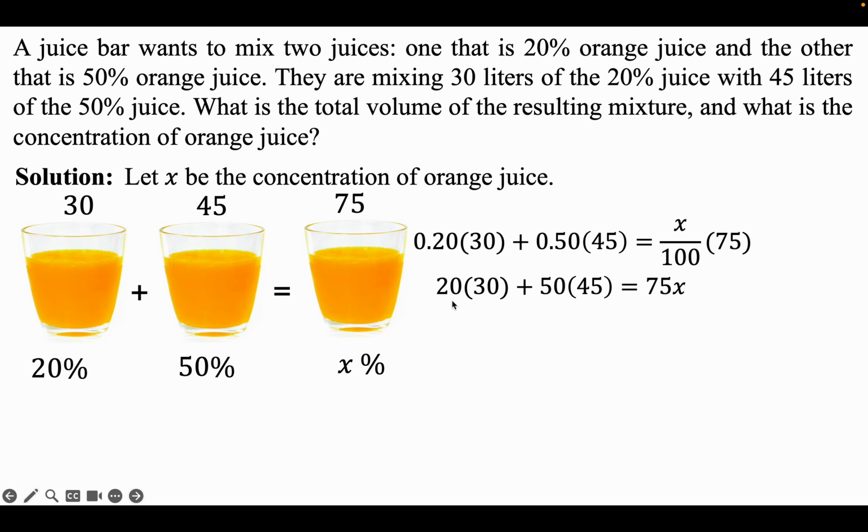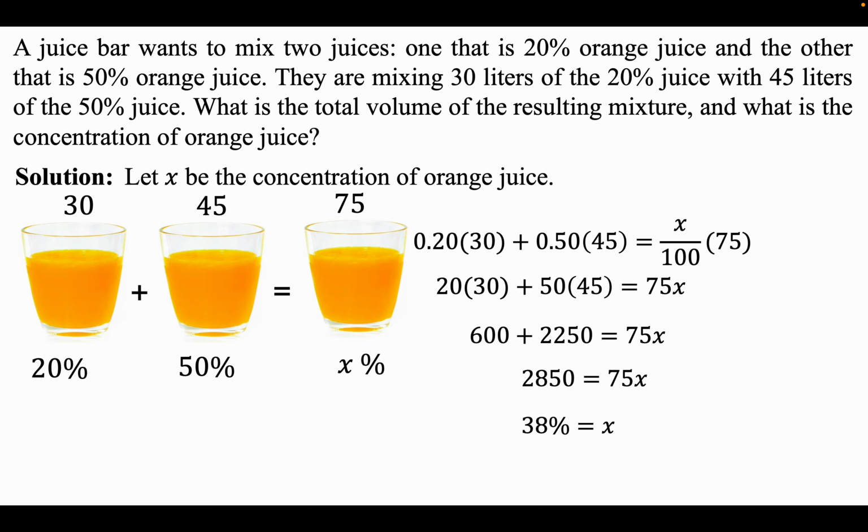Let's multiply this out. This would be 600, and then over here would be 2,250 equals 75x. Combine the like terms, 600 plus that gives you 2,850 equals 75x. And now to isolate the variable x, divide by 75, you get 38%. So that means the final concentration will be a 38% juice, and the volume of that would be 75 liters.